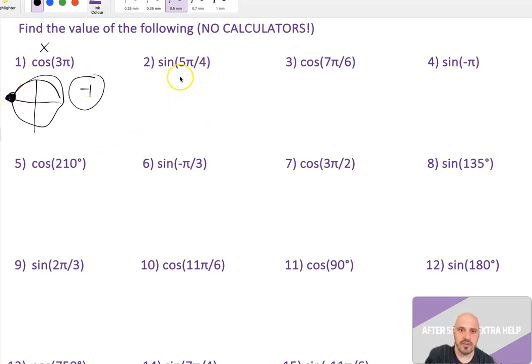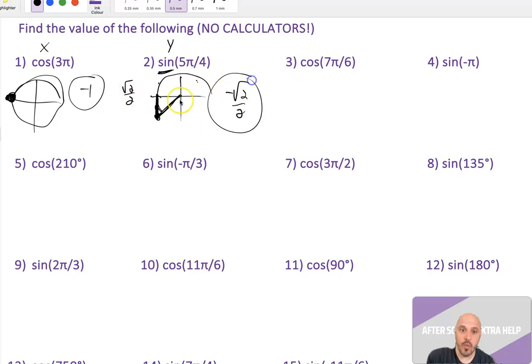All right, here's a new one for today. Sine of 5 pi over 4. Well, I have 1 pi, 2 pi, 1/4, 2/4, 3/4, 4/4, 5/4. I'm down here, right? And now that is one of my 45-degree triangles. And we said those answers before were root 2 over 2. We just now need to remember we're looking at y. So I know both of my sides are root 2 over 2, but which one is it? Well, if I'm in my third quadrant, that's negative. So I have negative root 2 over 2 for the y value at 5 pi over 4.